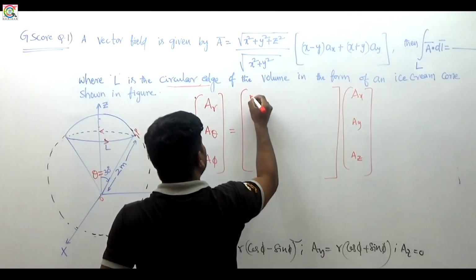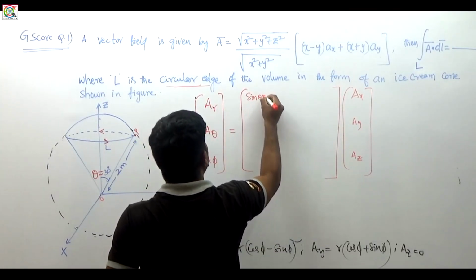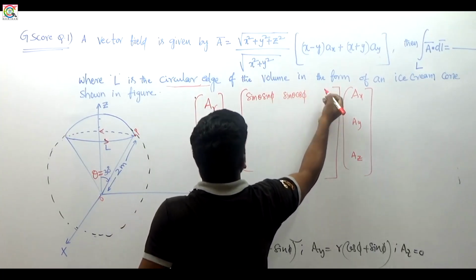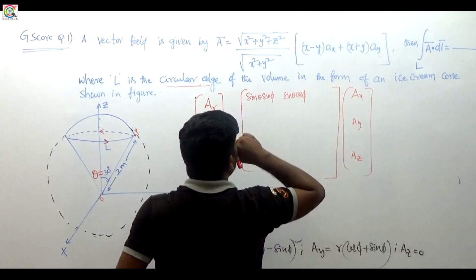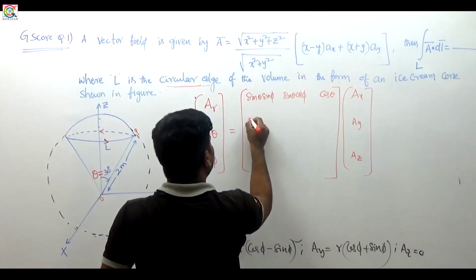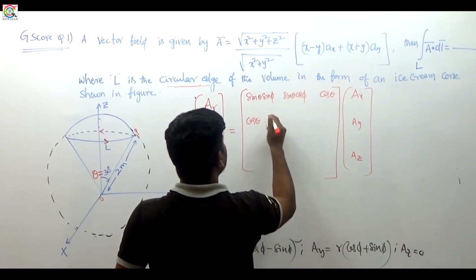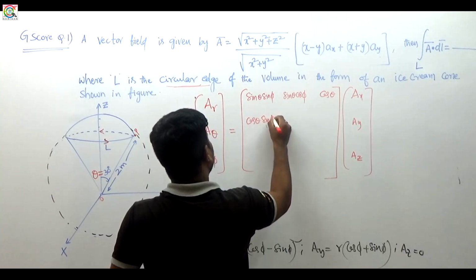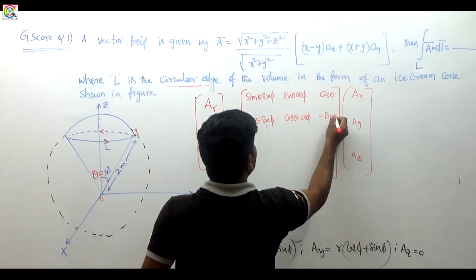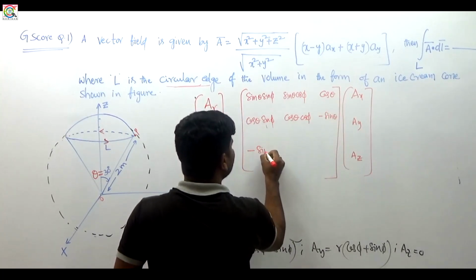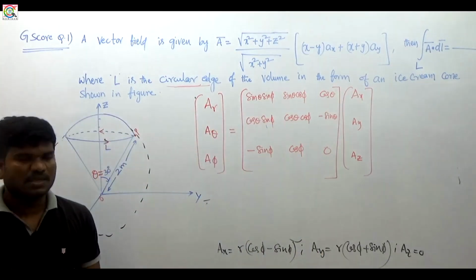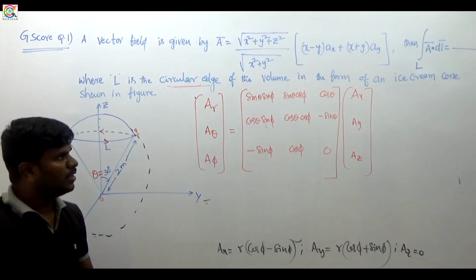This transformation matrix is: sin theta sin phi, sin theta cos phi, cos theta in the first row; cos theta cos phi, cos theta sin phi, minus sin theta in the second row; and minus sin phi, cos phi, 0 in the third row. So this is the transformation matrix.